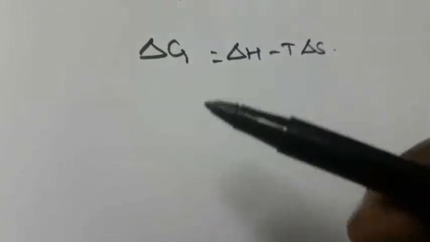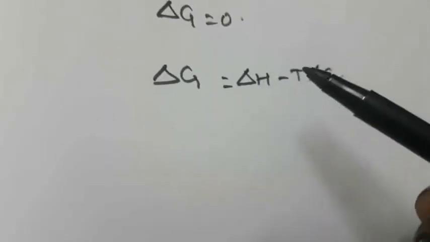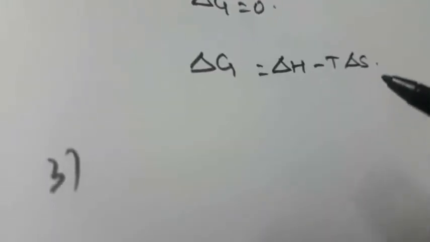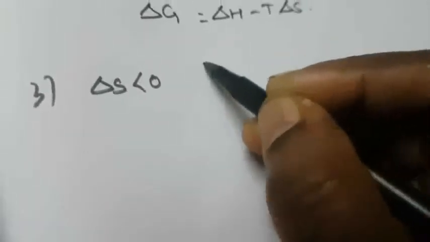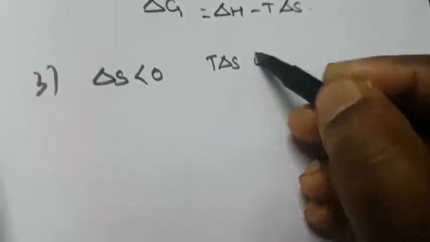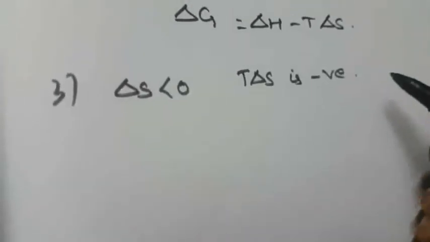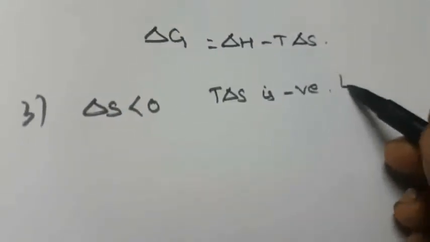Another one: when the molecules are adsorbed, there is always a decrease in the randomness or disorder. What is entropy? It measures the randomness or the disorder of the molecules. So when molecules are adsorbed, delta S is less than 0. That is the reason delta S is negative. So with delta S negative, the adsorption is exothermic.